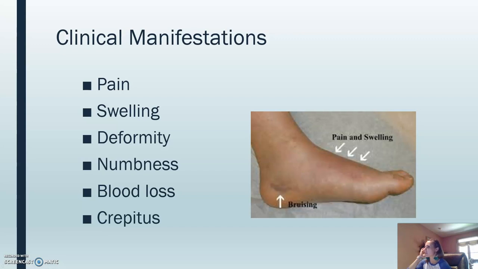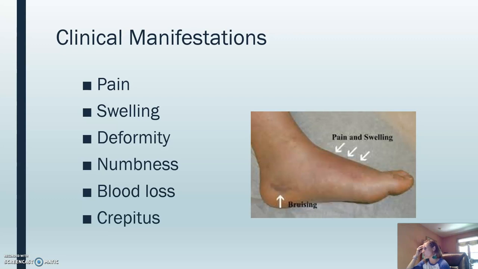Our signs and symptoms would, of course, be pain. That's probably going to be the number one complaint. We'll see a lot of swelling at the site of the fracture, too. You may see some deformity, so you may see a shortening of the limb. That's pretty common with a hip fracture. Or the limb may be internally or externally rotated. There may be some numbness or blood loss.